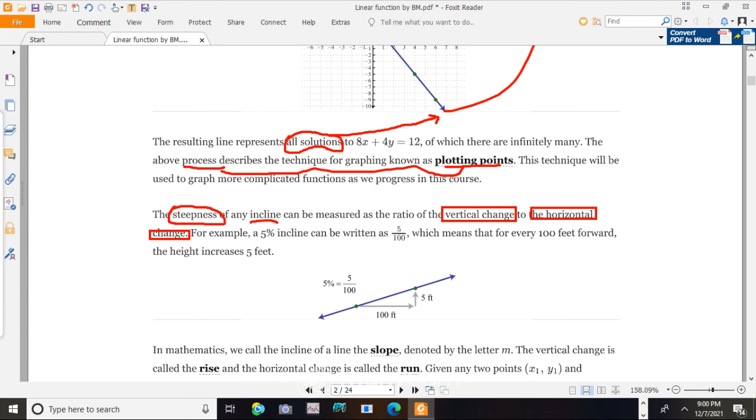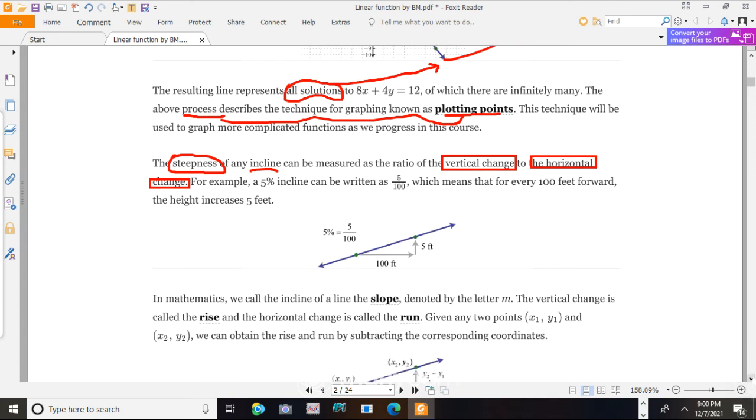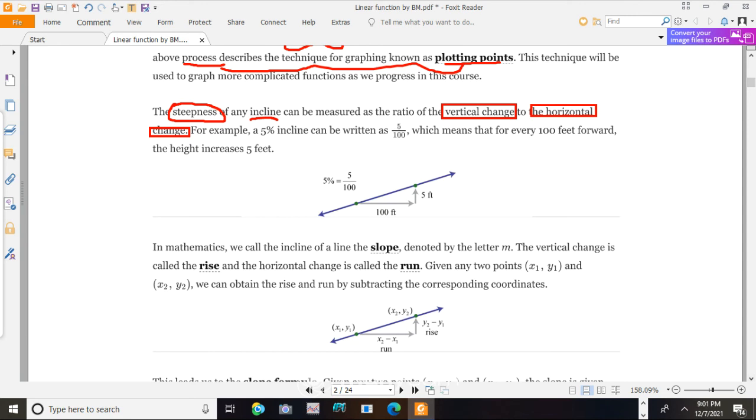For example, a 5% incline can be written as 5/100, which means that for every 100 feet forward there is a 5 foot increment. That means the height increases 5 feet. So 5/100 means 5%, the vertical increment and horizontal increment. That is, if you walk 100 meters and go up 5 meters, the ratio is 5% moving up and horizontal.